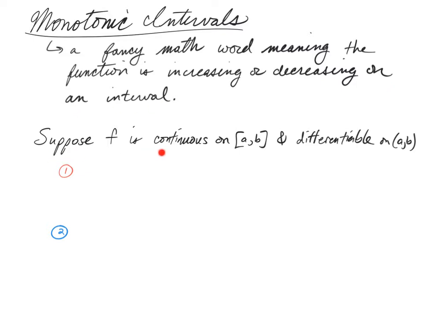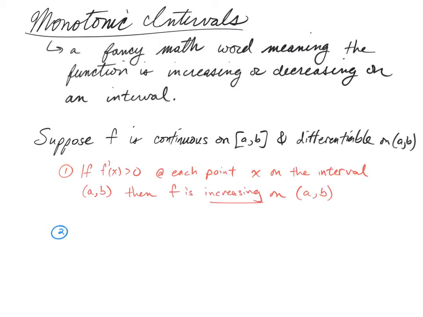So suppose f is a continuous function on the closed interval a to b and differentiable on the open interval a to b. In the first case, if the derivative at x is greater than 0 at each point x on the open interval ab, then f is increasing on the open interval ab. So that's really not that impressive.